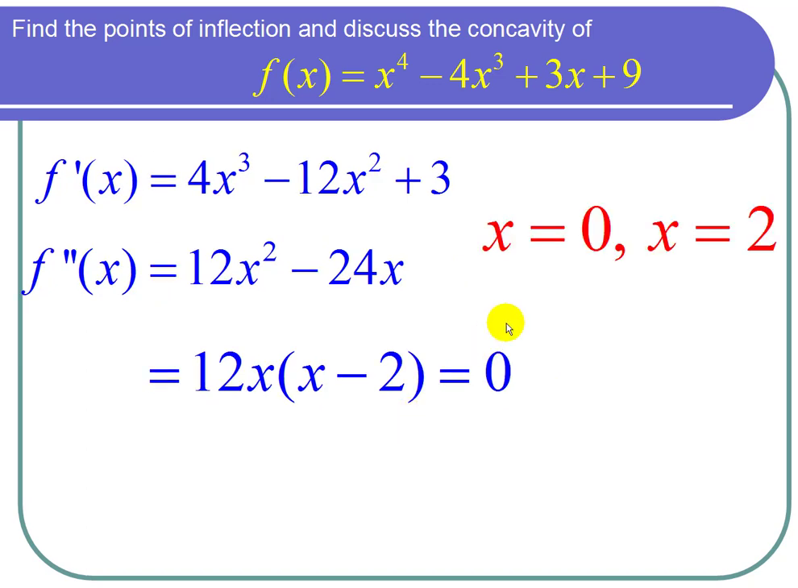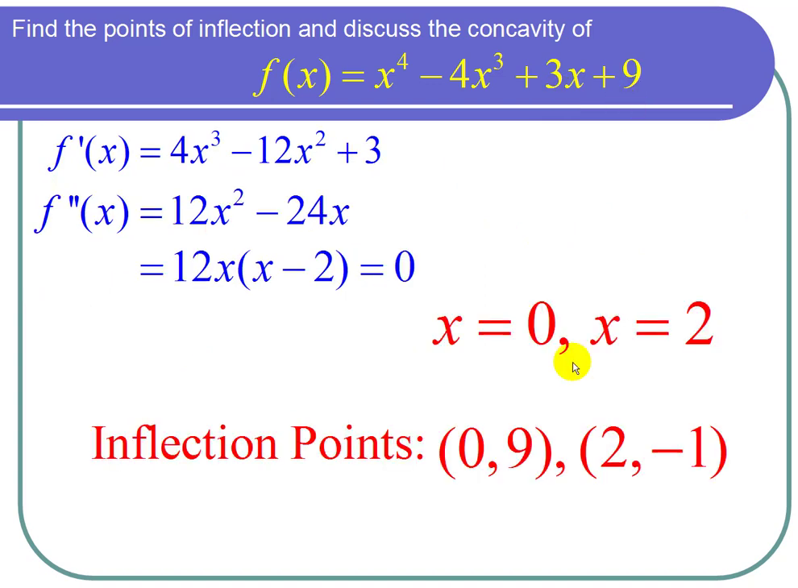To find our y values, we plug in x equals 0, and if I plug in 0, I get 9. And I plug in x equals 2: 2 to the fourth is 16, 2 cubed is 8 times 4 is 32, 16 minus 32 is negative 16, plus 6 is negative 10, plus 9 is negative 1. So I get my 2 points of inflection, (0, 9) and (2, negative 1).